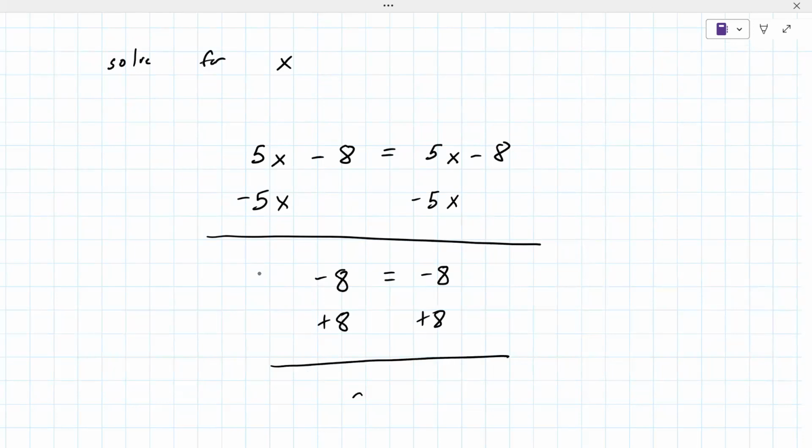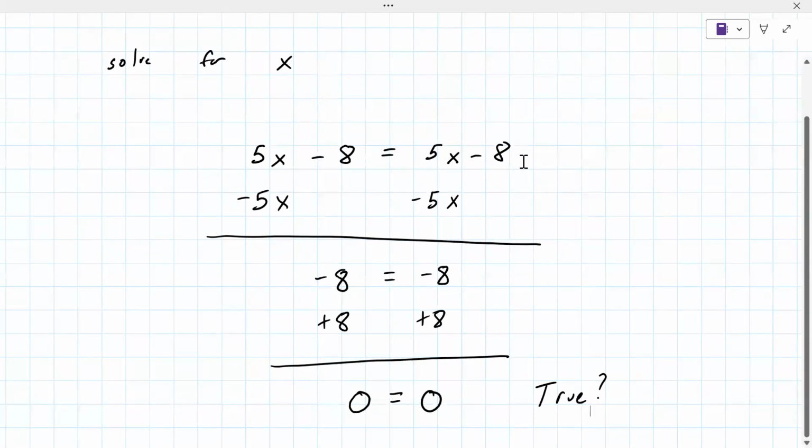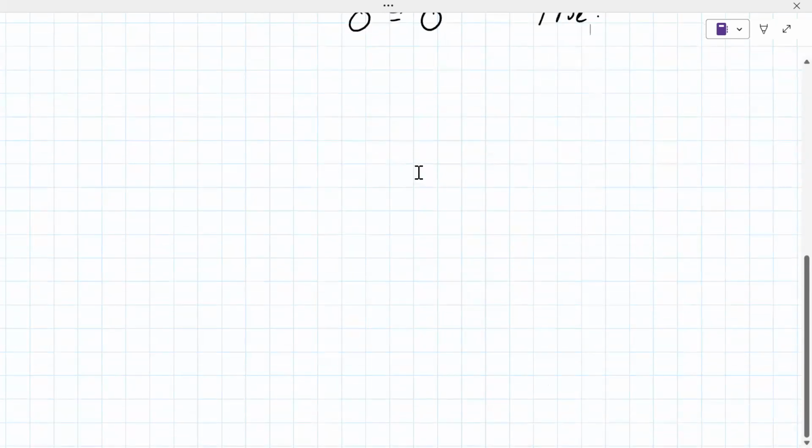What is the net result of this? 0 equals 0. And is this true? Like, does zero equal 0? Oh, yeah. Yes. Okay. So this has a meaning in your math class here. We'll get to that in a moment.